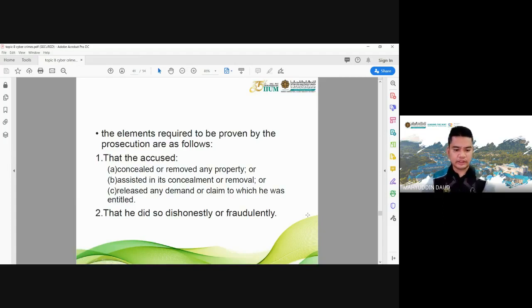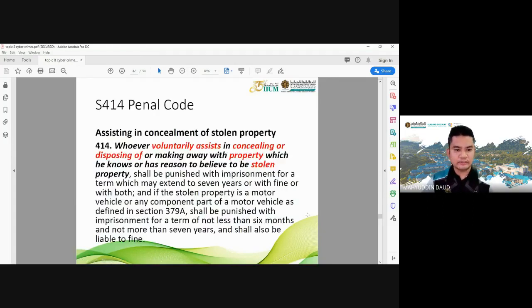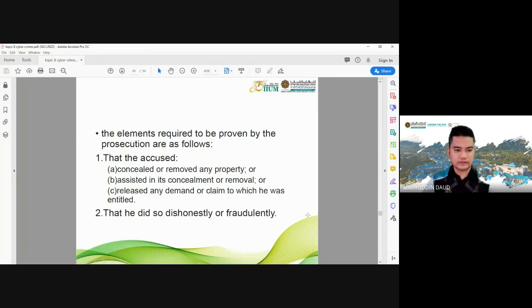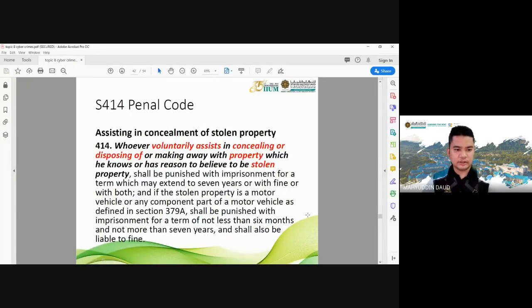The elements here have to be proven that this is done dishonestly or fraudulently. There are some cases to illustrate this. Nanti kejap saya tunjuk. Another section is Section 414 of the Penal Code. This is about assisting in concealment of stolen property.